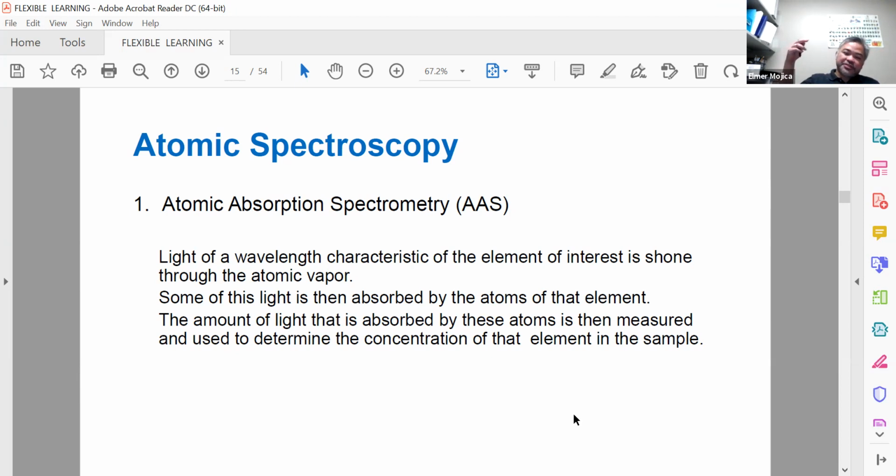So the light, or energy in the form of light, is absorbed by the atoms, and the amount absorbed is measured and correlated with the concentration of that element. The more atoms you have, the more light is going to be absorbed, so the higher the concentration that you have there. Sometimes, if you have too much light and all of the atoms have already absorbed it, the signal is just limited by the amount of atoms that you have.